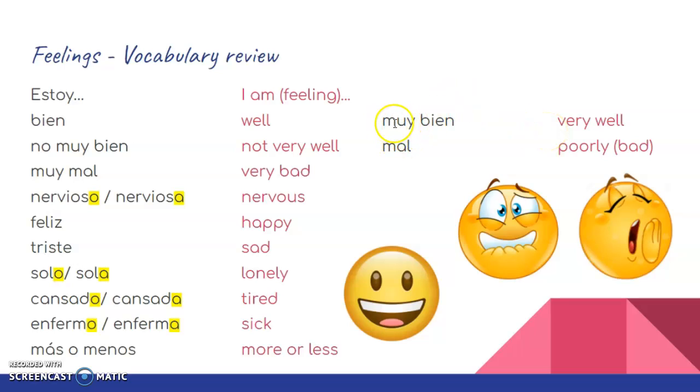Muy meaning very. Not mucho. Mucho is a lot. I know a lot of people you've heard Spanish here and there. Mucho means a lot. So if I say estoy mucho bien, it's like I'm a lot of good. Doesn't make a lot of sense. So estoy muy bien. I'm doing very well. No muy bien. I'm not very well. Estoy mal. I'm doing bad or poorly.